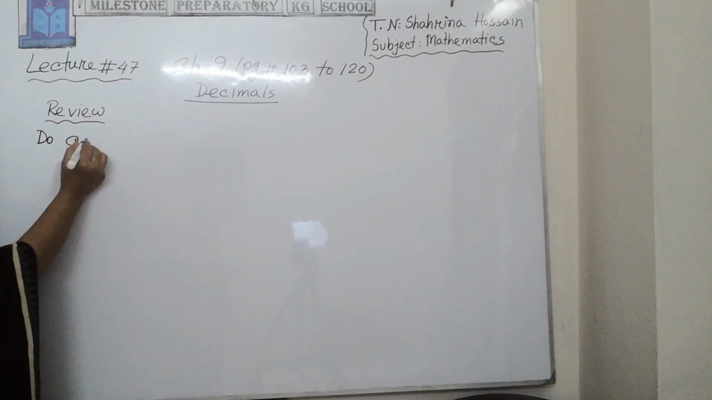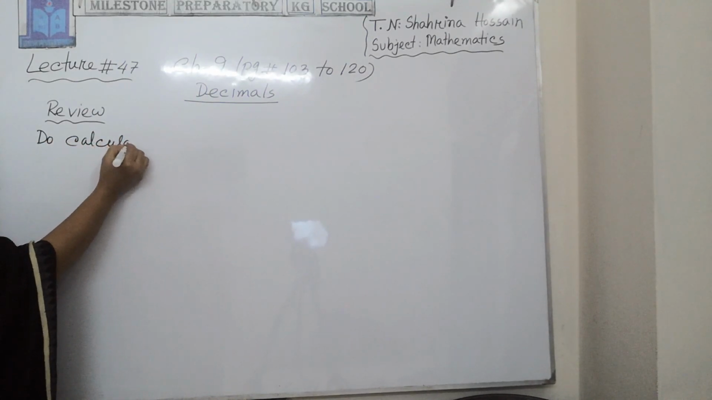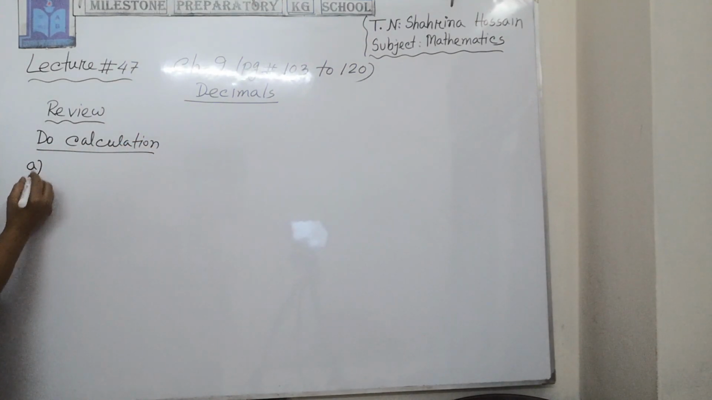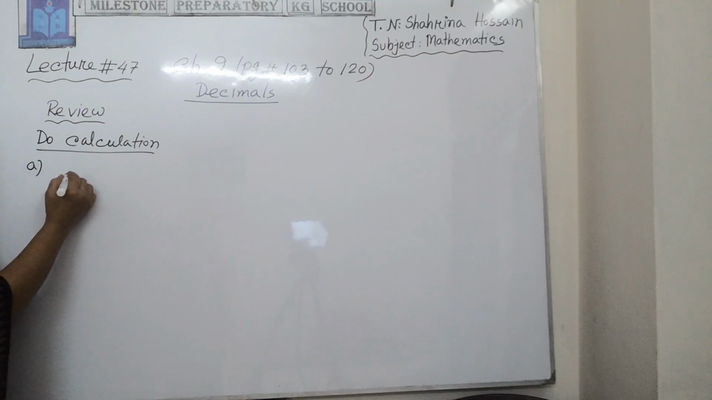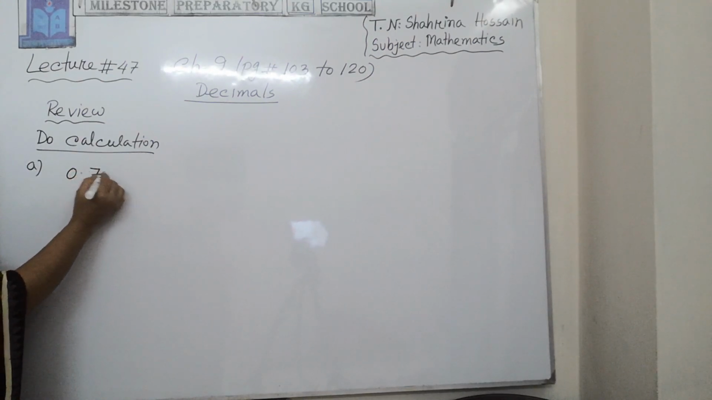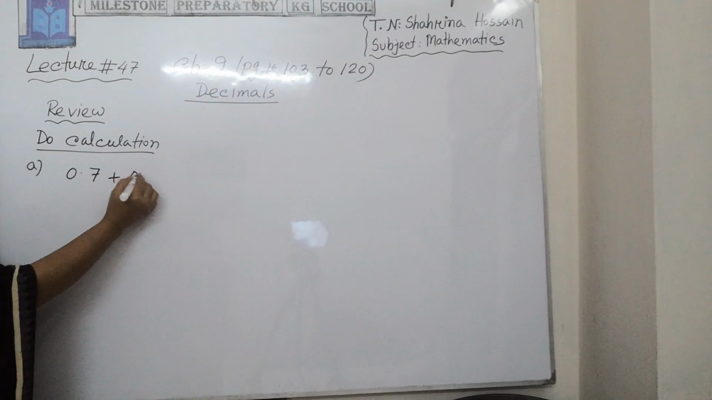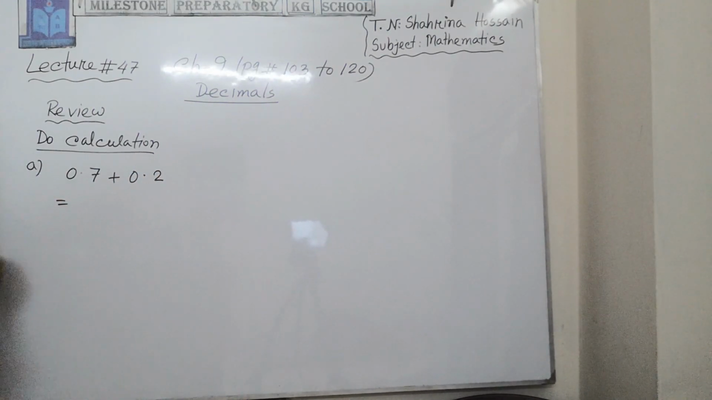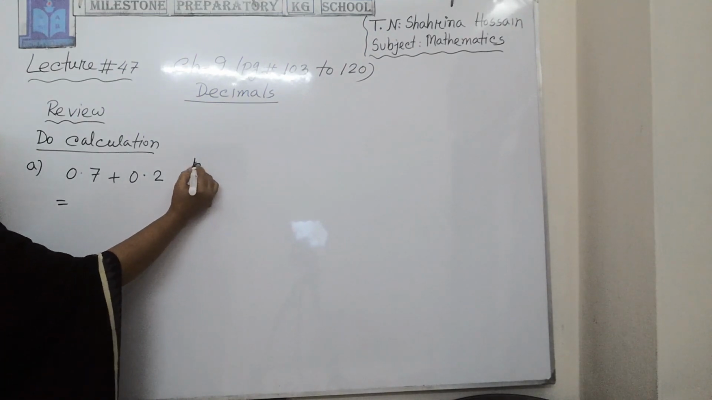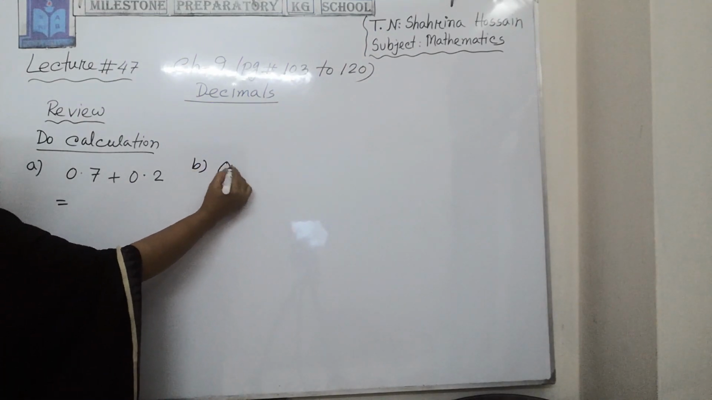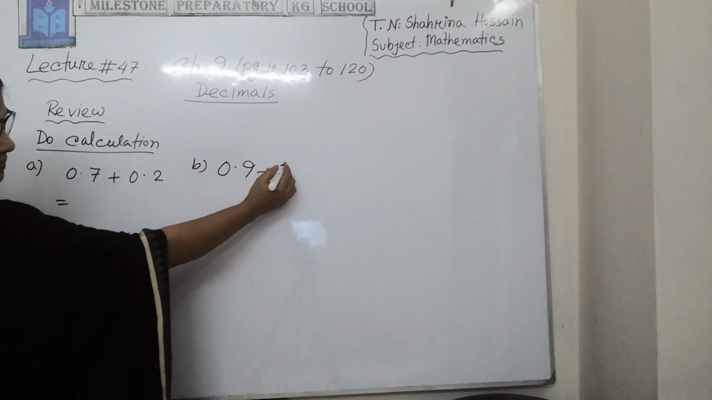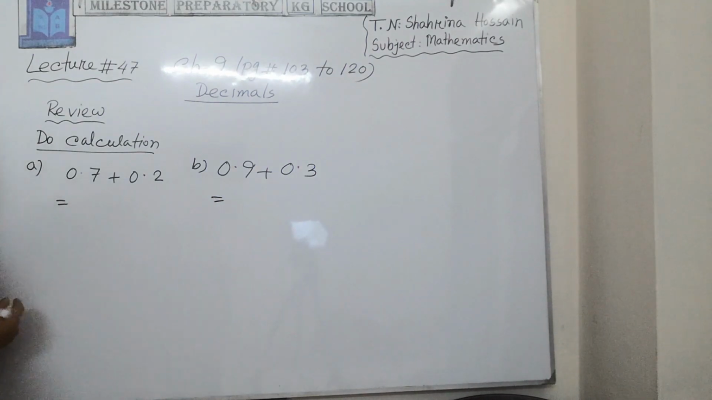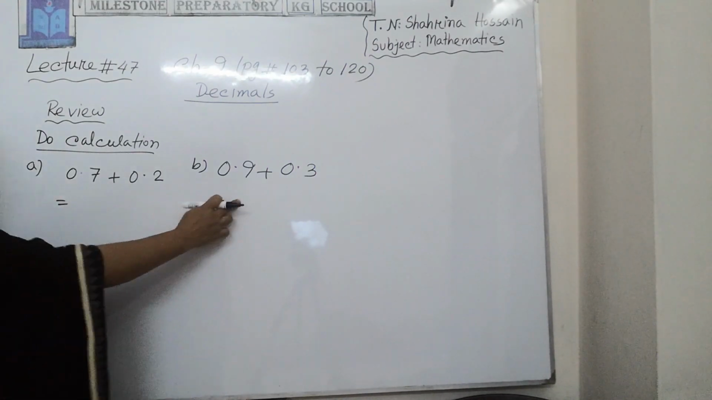Do the calculation. Number A, 0.6 plus 0.2. What will be the answer here? Now, number B, 0.9 plus 0.3. You will write the answer here.